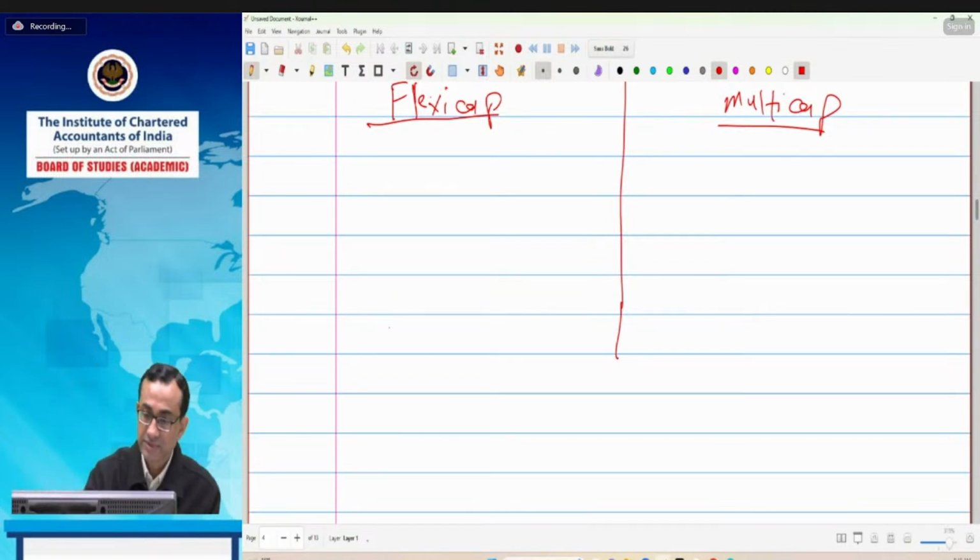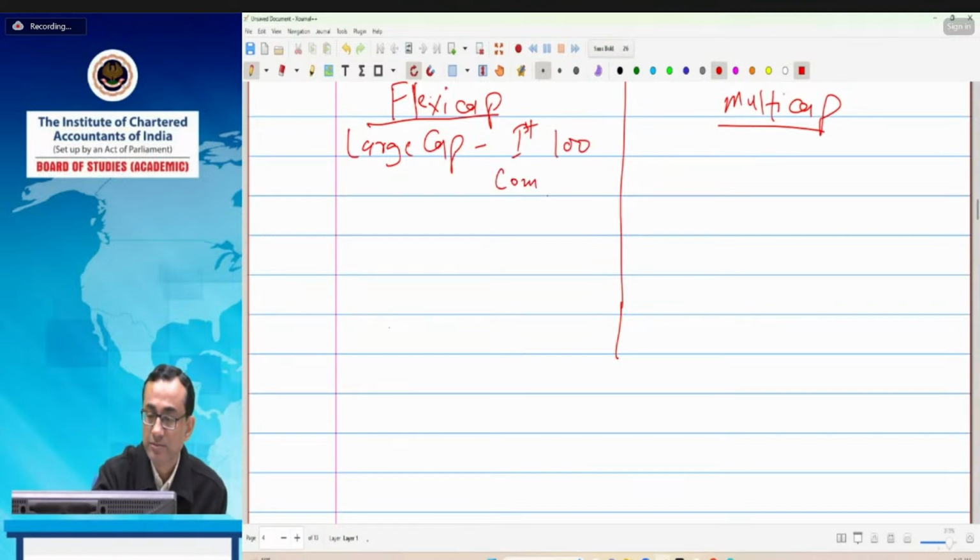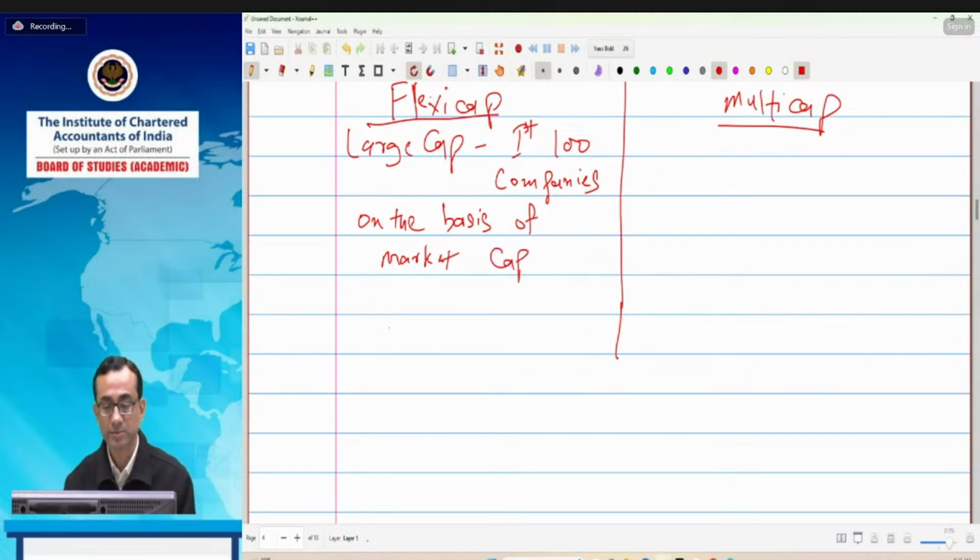First of all, it is very important to understand that there are three types of capping. First is large cap companies. Large cap companies means the top 100 companies on the basis of market capitalization, on the basis of market cap. That is large cap companies.